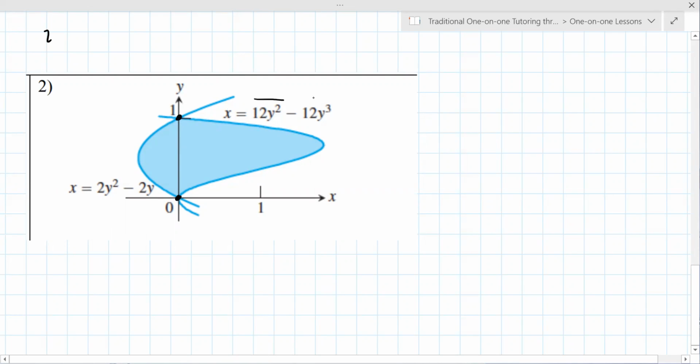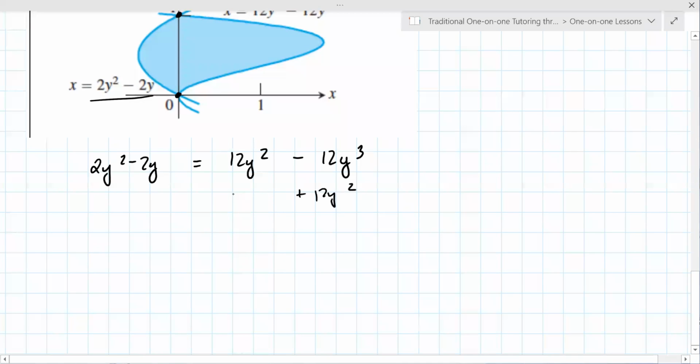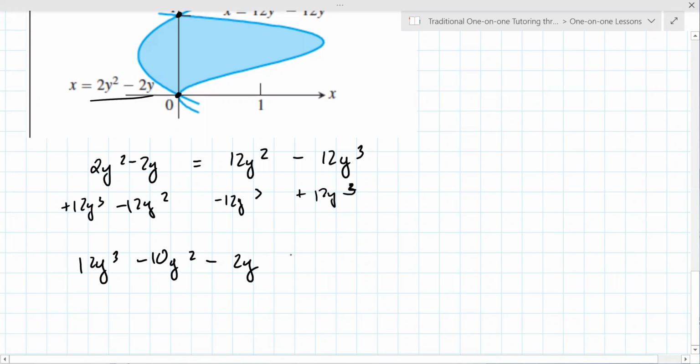So you'd have to set the y's equal. So it'd be 2y squared minus 2y equals 12y squared minus 12y cubed. And then I would move everything right. Actually, I take that back. Let's go left because this is cubed. So let's add 12y cubed, and then let's subtract 12y squared. So you have 12y cubed minus 10y squared minus 2y equals 0.